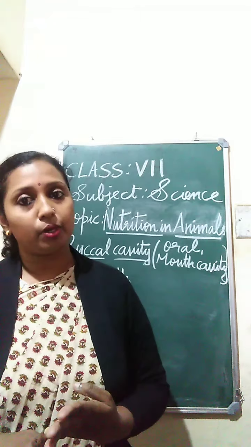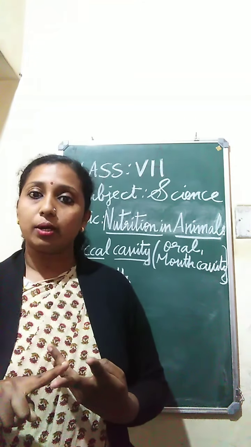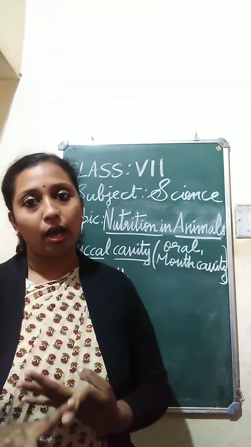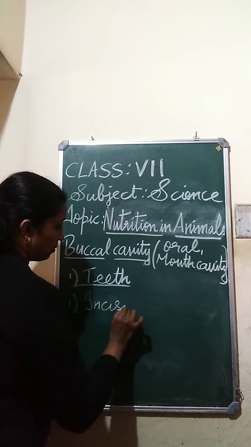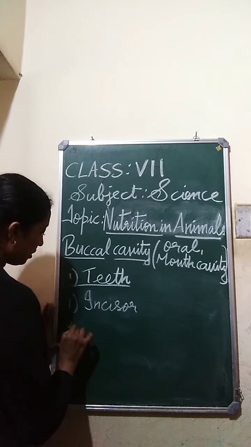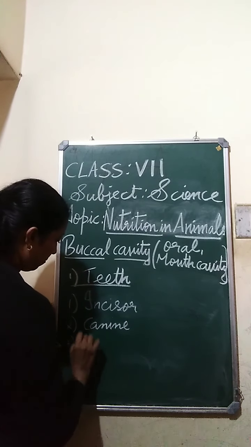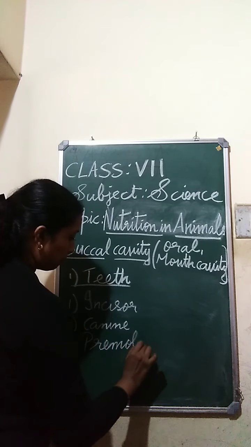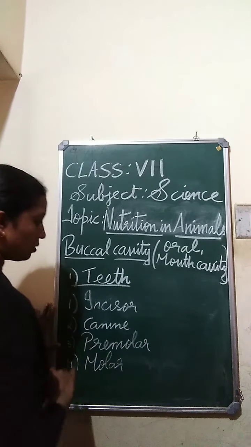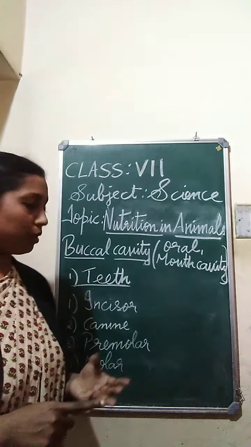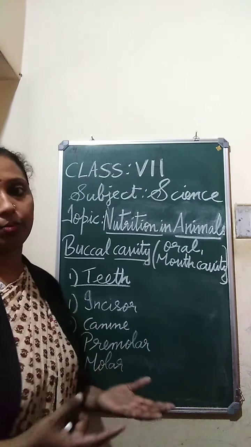There are 4 types of permanent teeth. The first one is the incisor, the second is the canine, the third is the premolar, and the fourth is the molar. So there are 4 types of teeth: incisor, canine, premolar and molar.